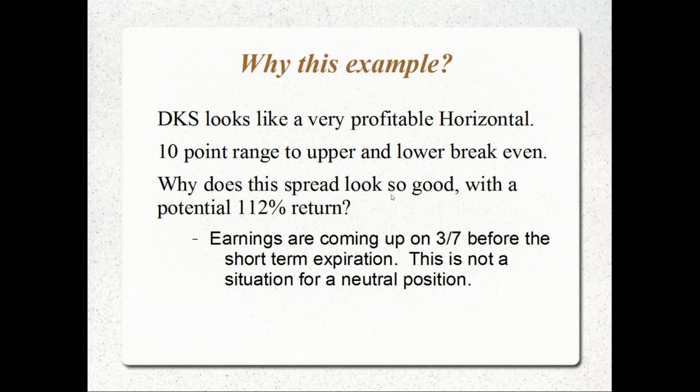Okay, now, why did I choose this initial example for DKS with the horizontal? Selling the March 50 call, and buying the June 50. Looks like a very profitable horizontal spread. We saw a debit of 180 to make a profit of 112%. It's around 202 based on the theoretical prices. There was an upper and lower break even, but it was a 10-point range. Remember, 45.32 was our lower break even where we'd start to lose money on the spread, and on the upside it was 55.62 or so. So we've got about a 10-point range to an upper lower break even.